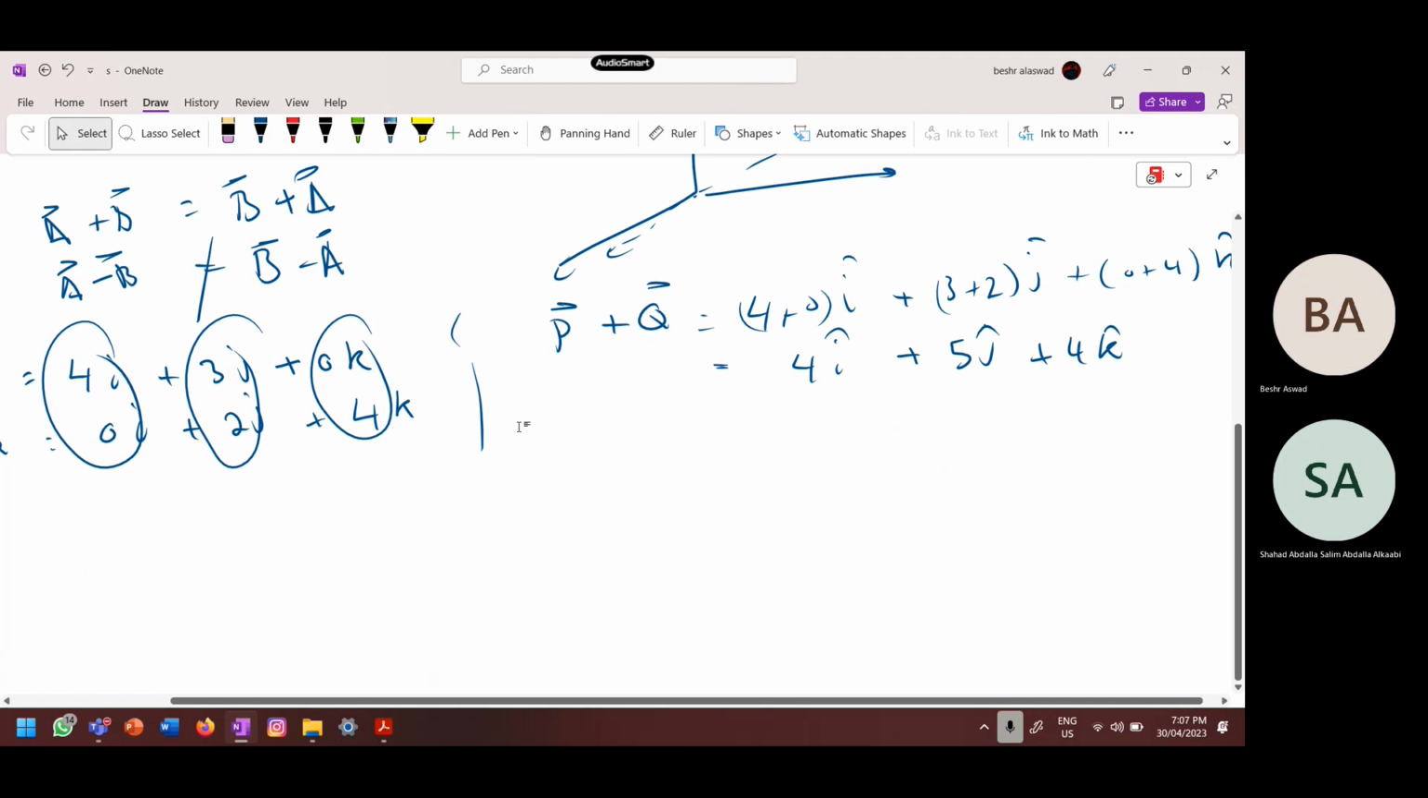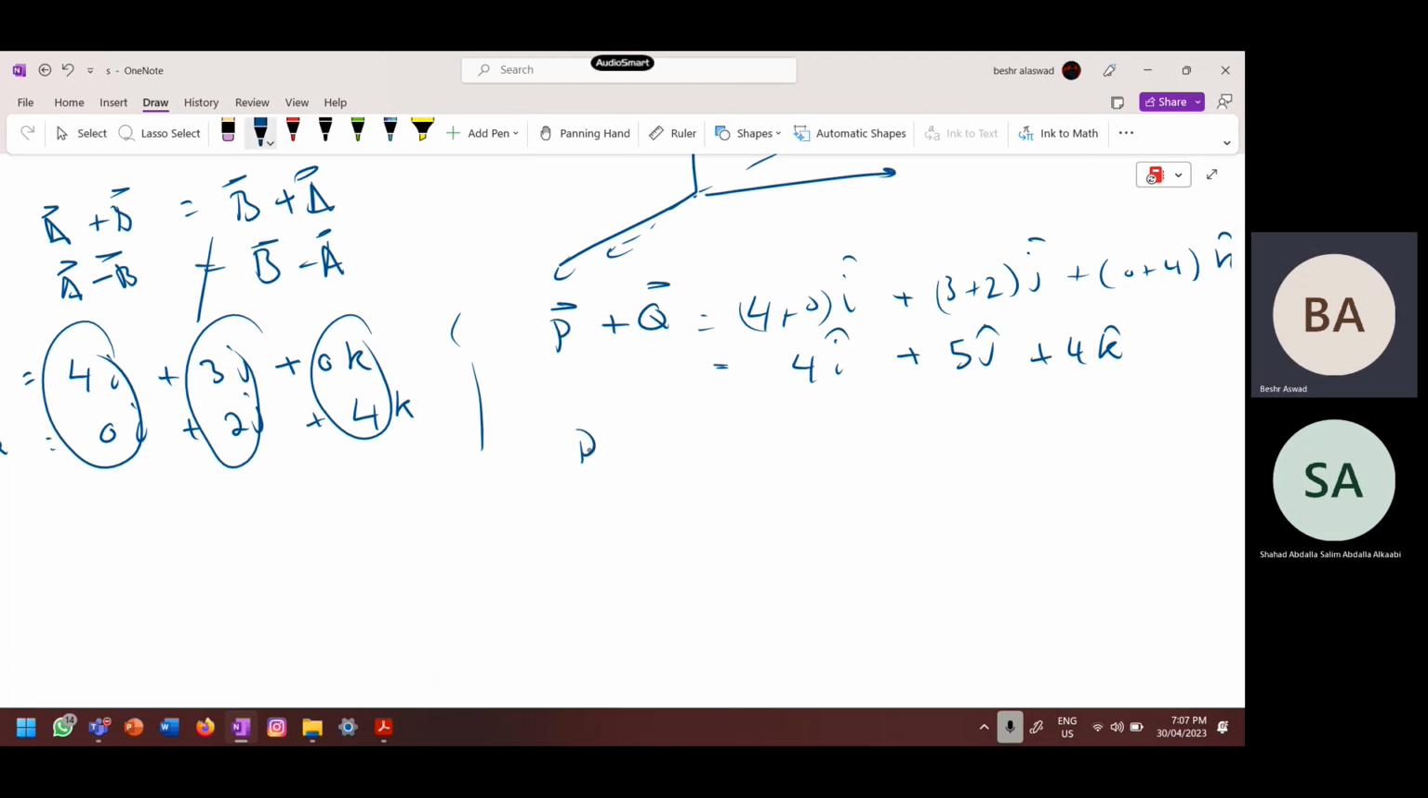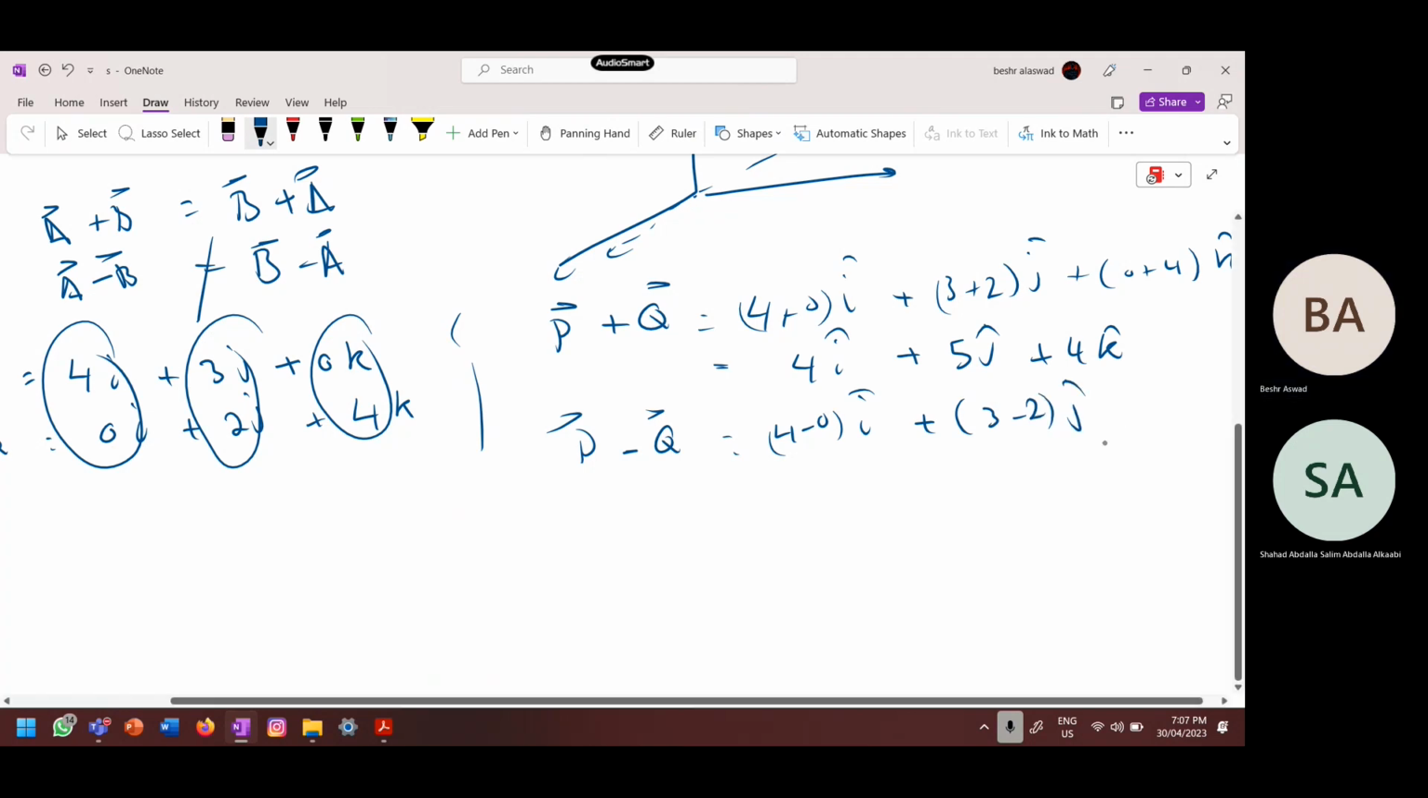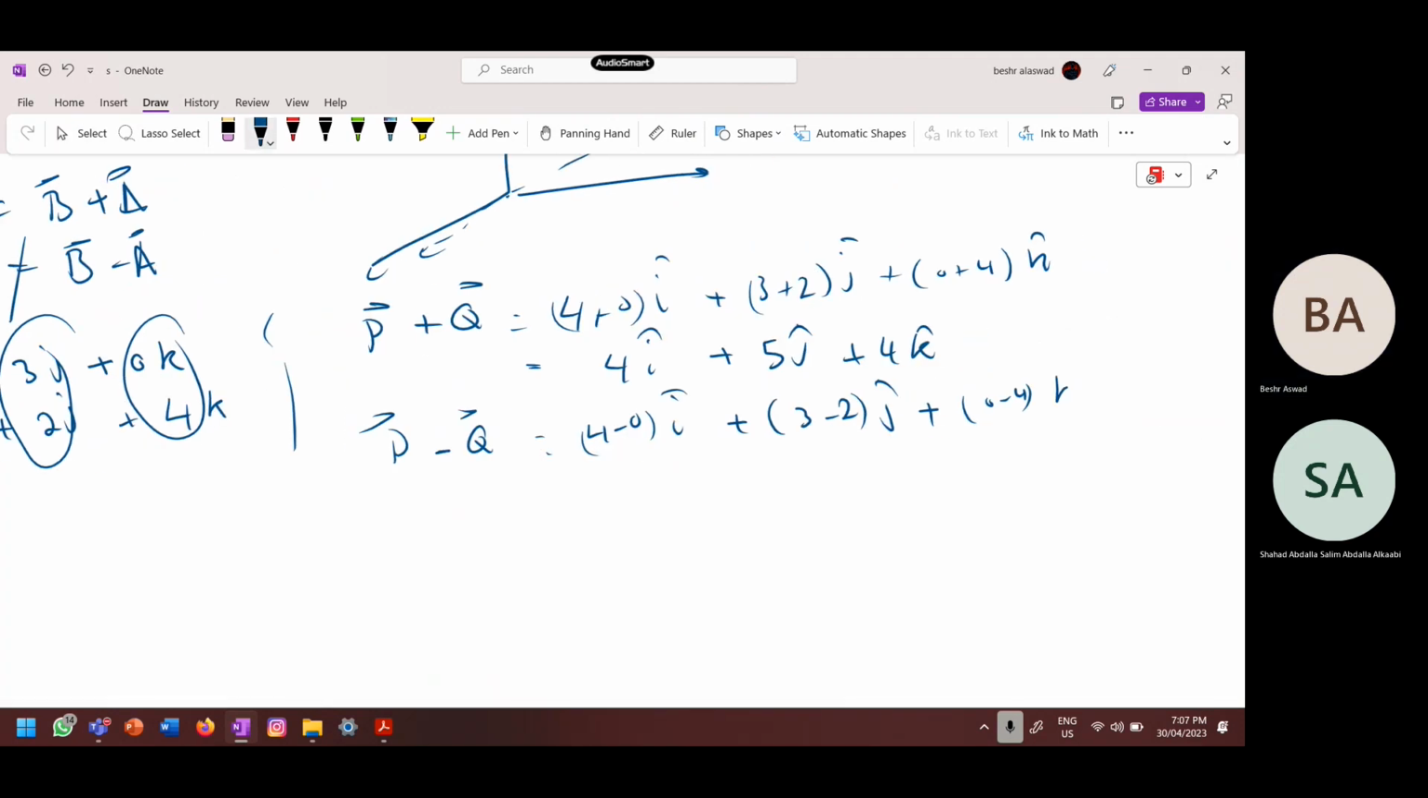Now to get the subtraction, you do the same thing, but of course with a minus sign. This will give you (4 minus 0) i hat plus (3 minus 2) j hat plus (0 minus 4) k hat. So it will be equal to 4 i hat plus 3 minus 2, which is 1 j hat, and there's negative 4 k hat.